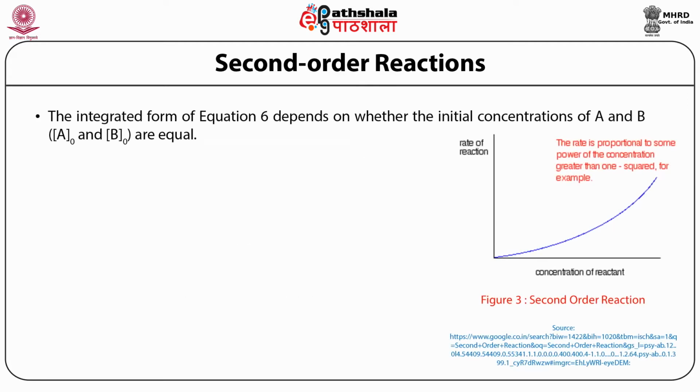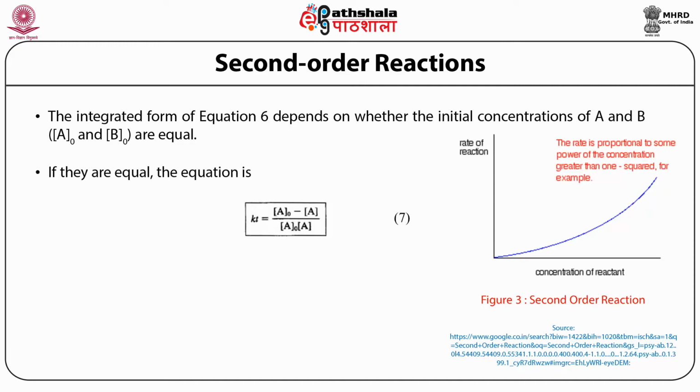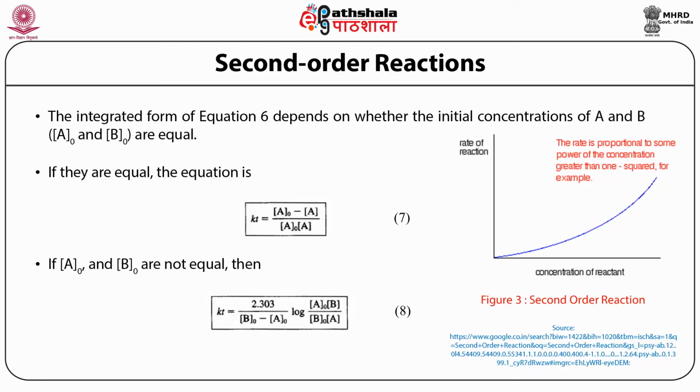The integrated form of the equation depends on whether the initial concentrations of A and B are equal. If they are equal, the equation is given here, and if A naught and B naught are not equal, then the equation is depicted here.